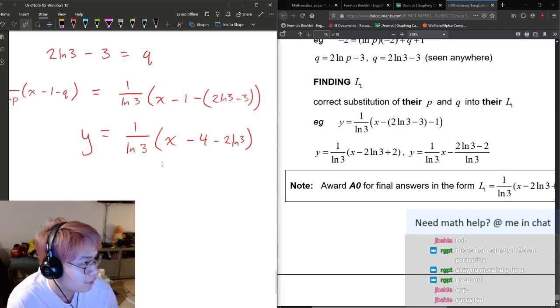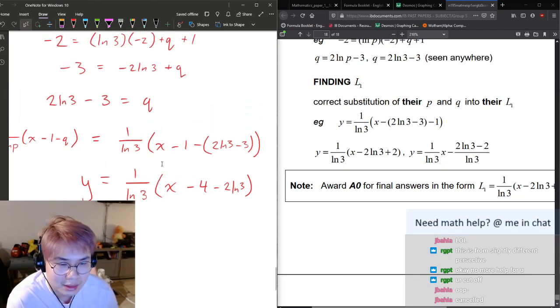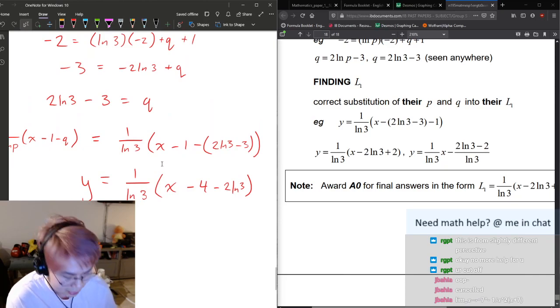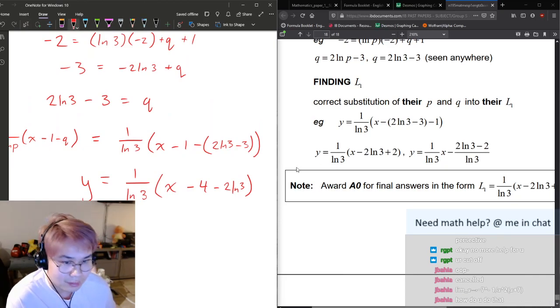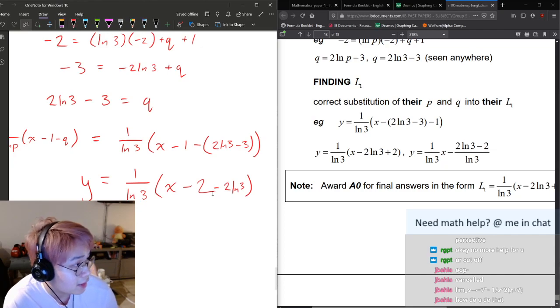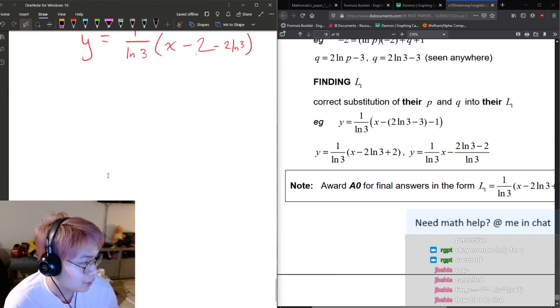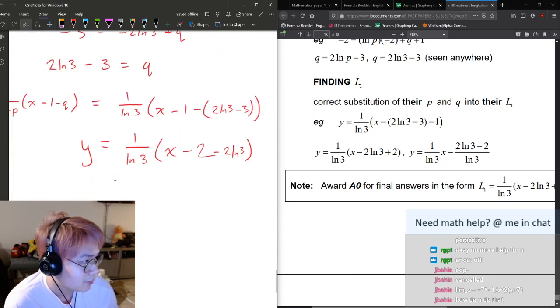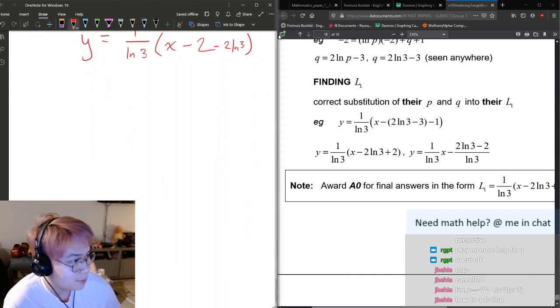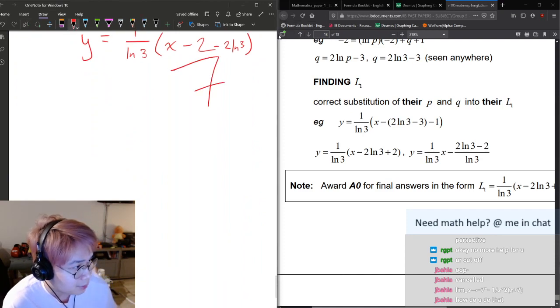Wait, something is a little off. Did I not substitute this correctly? I did not. Oh man. So this is subtract a minus, so that should be a plus. So this should be a minus 2. Dang. I have yet to get a perfect mark. I think I lost one mark. But overall, pretty close to a perfect score. And I give myself a big fat 7. IB score is 7.